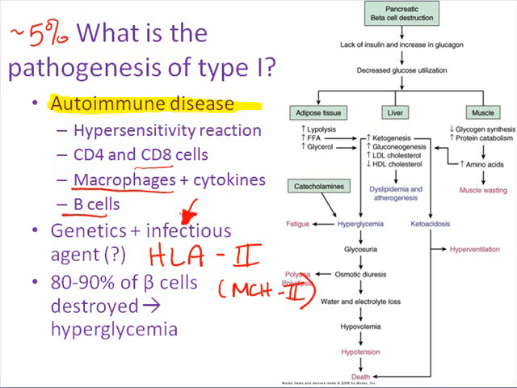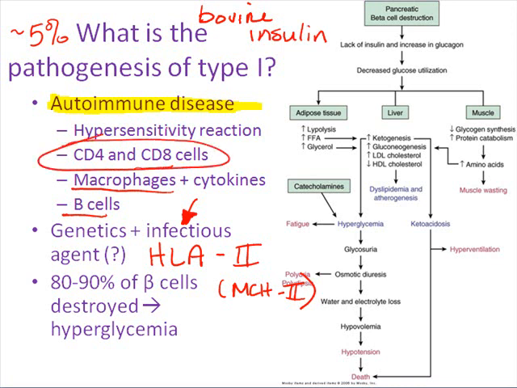It might even be, there are some people that think it might be bovine insulin. In other words, the insulin that's found in the milk that we drink in childhood that may, in some people, if they're genetically susceptible, trigger this sensitization of CD4 and CD8 cells and initiate the destruction of the beta cells in the pancreas. These are all speculative. We don't have the definitive answer about what causes this. All we do know is that it is an autoimmune disease.